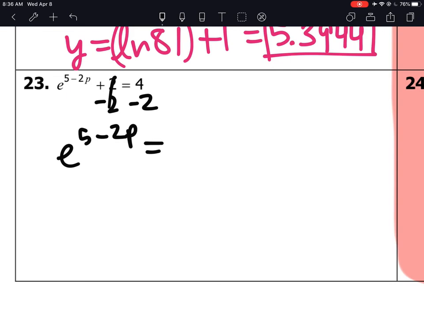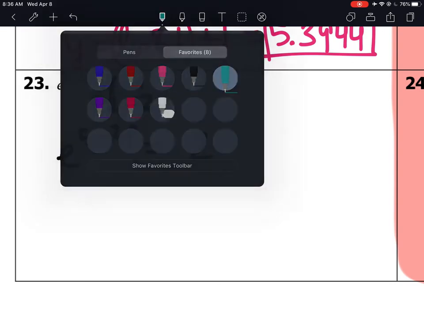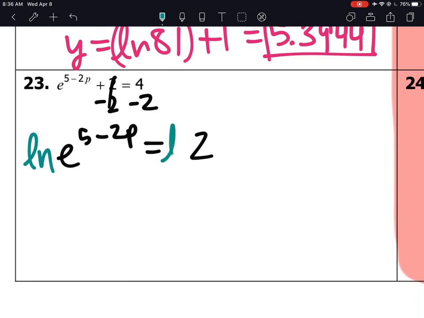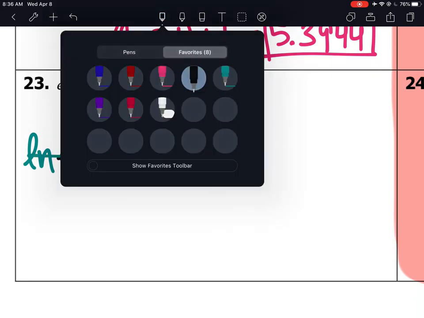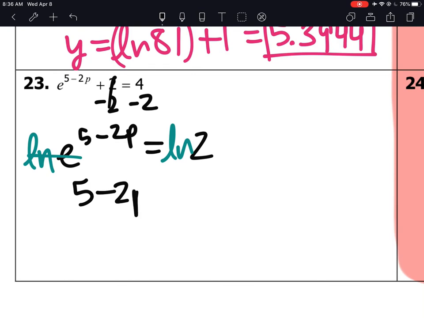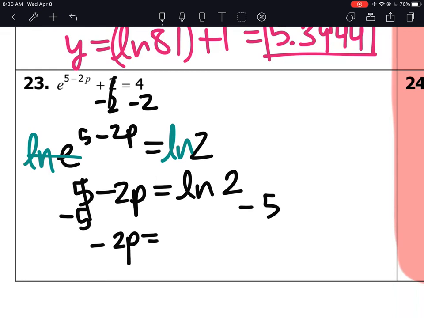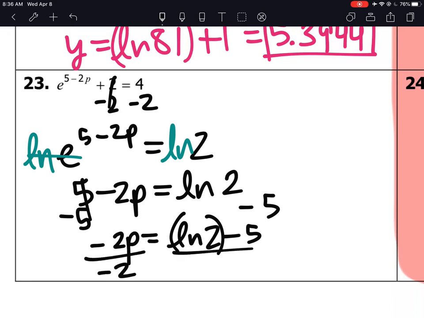Okay, for 23, I'm going to subtract 2 on both sides. Then I'm going to do the opposite of e to the power of anything by taking natural log. Natural log and e will cancel. 5 minus 2p equals ln of 2. Natural log of 2 is definitely a decimal, but that's fine. We can evaluate that later. So negative 2p equals ln of 2 minus 5. And remember, ln of 2 is its own quantity. And then you're going to divide every single thing by negative 2.